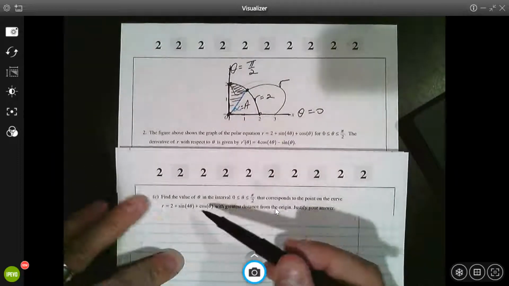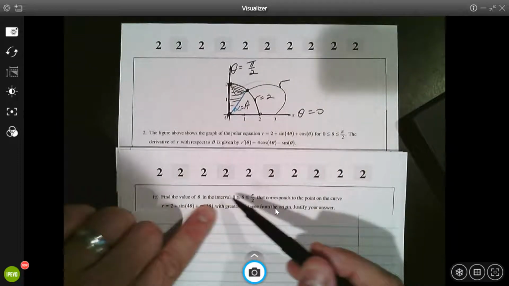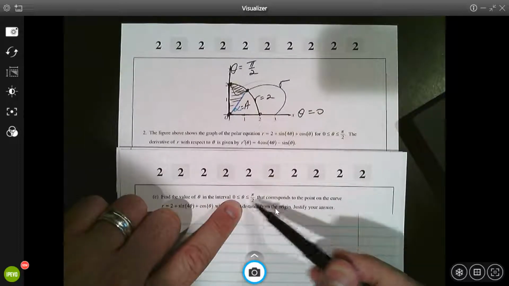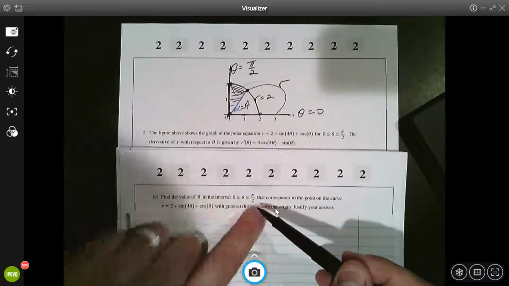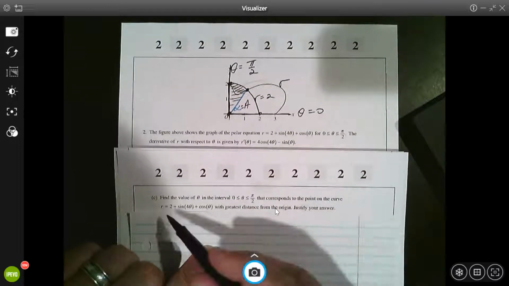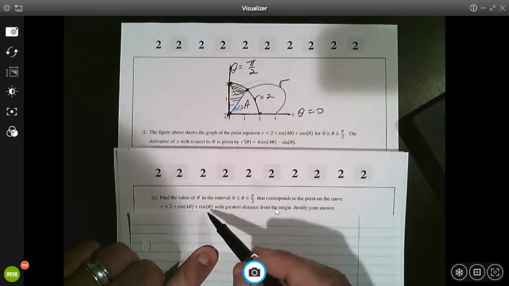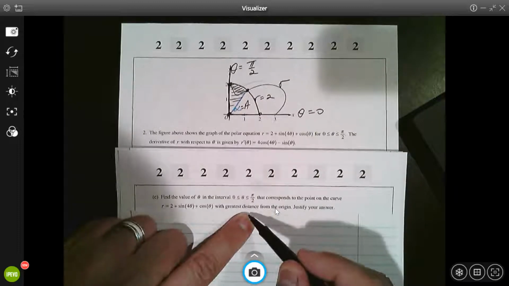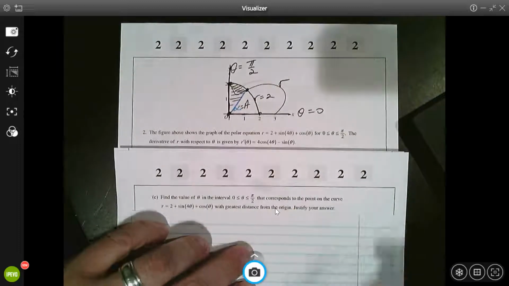In part C, we're asked to find the value of theta in the interval 0 less than or equal to theta less than or equal to pi over 2, that corresponds to the point on the curve where r equals 2 plus sine 4 theta plus cosine theta has the greatest distance from the origin.